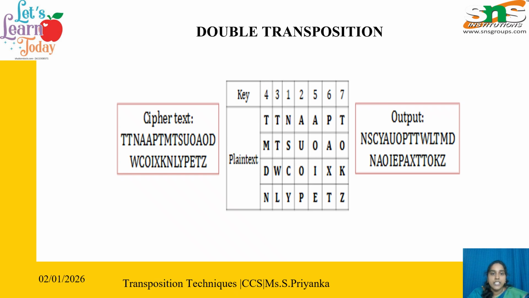Then MTSUOAO, then DWCOIX, KNLYPET. Then we are just going to do the same thing. That is, in the first position we write NSCY, and then in the second position we write AUOP, whereas the third position, fourth and fifth, and it goes on. This is your double transposition technique.